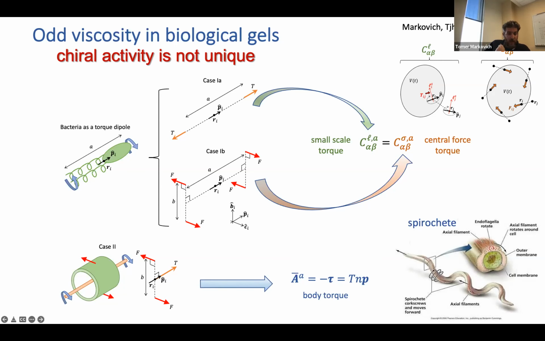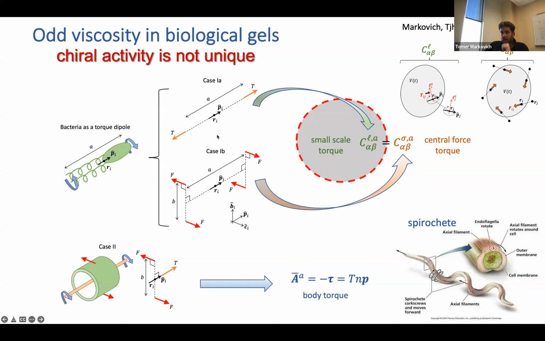A model like this would be very useful to model spirochetes, bacteria that have internal flagella instead of external ones. So I want to focus on things that are actually coming from torques. It will also work here, but the reason I want to do it is because those things will lead to odd viscosity also in those gels. And the reason is very simple.